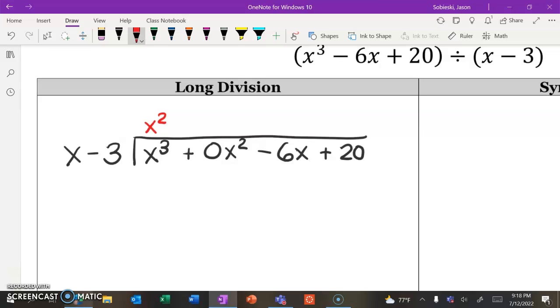So now we are going to take what we just found. So the next step, I always put a subtraction sign and parentheses. So you need to use multiplication now. So x times x squared, like we said earlier, gives us x to the third. So we multiplied the x squared that we found by the first term in our divisor. Now we need to multiply it by the second term in our divisor. So negative 3 times x squared should give us negative 3x squared.